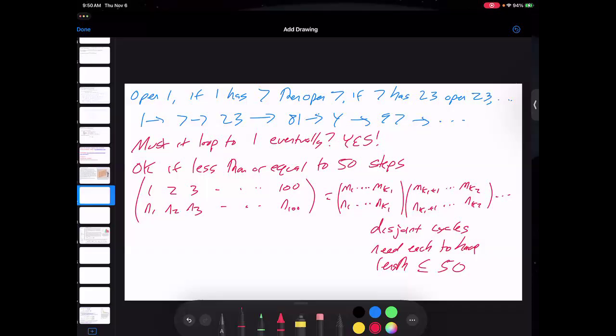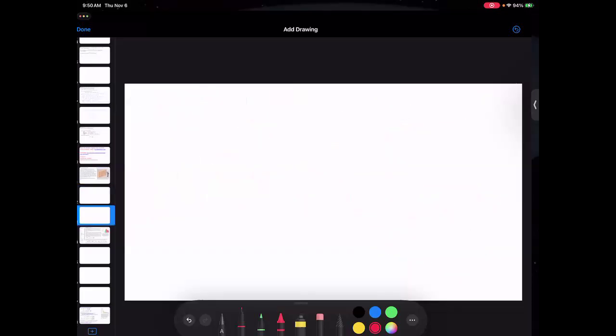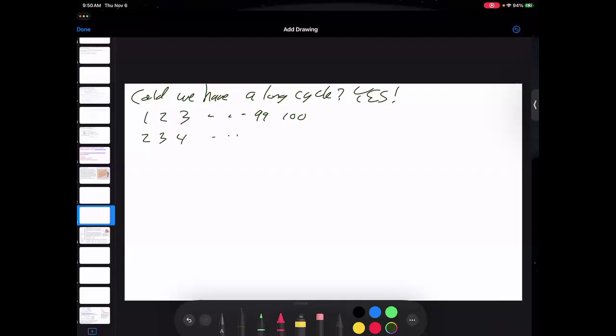Is it possible to have a really long cycle? What do you think? How could you have a really long cycle? Each locker has a number that points to the next one. Really, really easy, right? 1, 2, 3, ... 99, 100, 2, 3, 4, ... 101. I could easily do something like this and give you a very long cycle. So if the warden wanted to be evil, knowing the strategy you're using, not a problem.